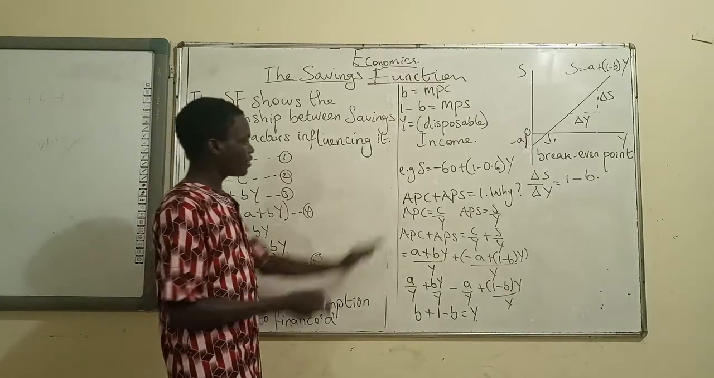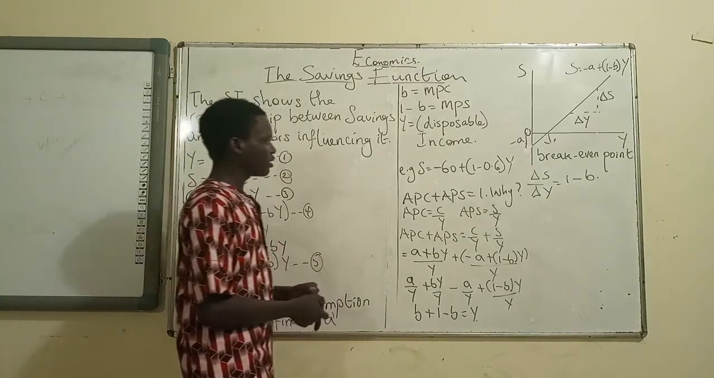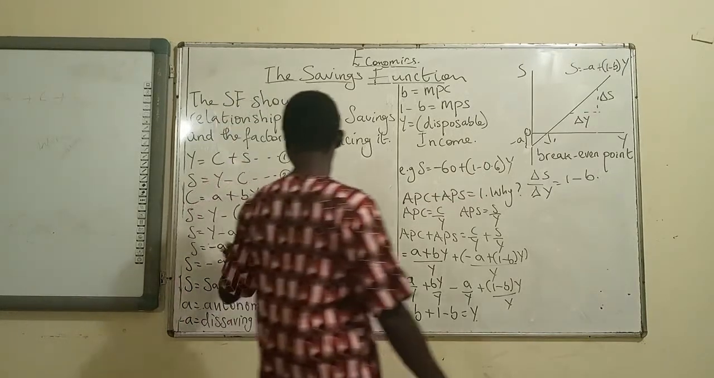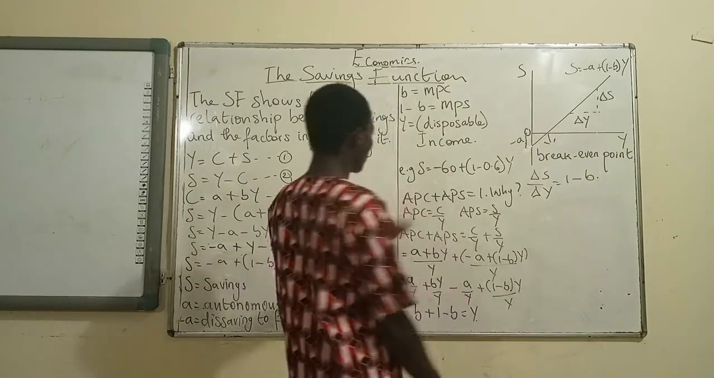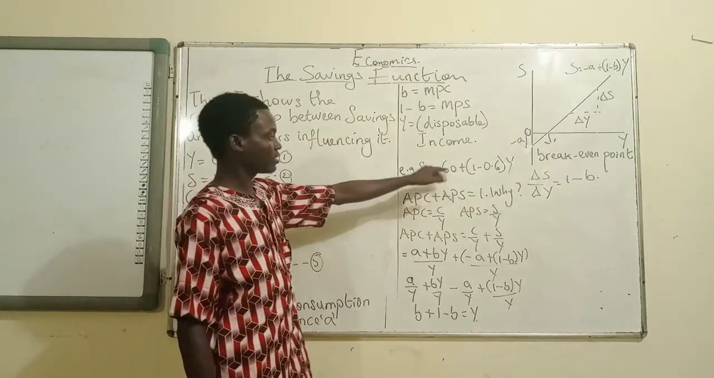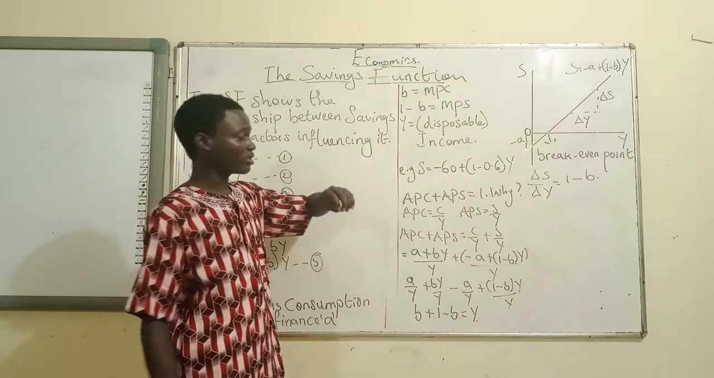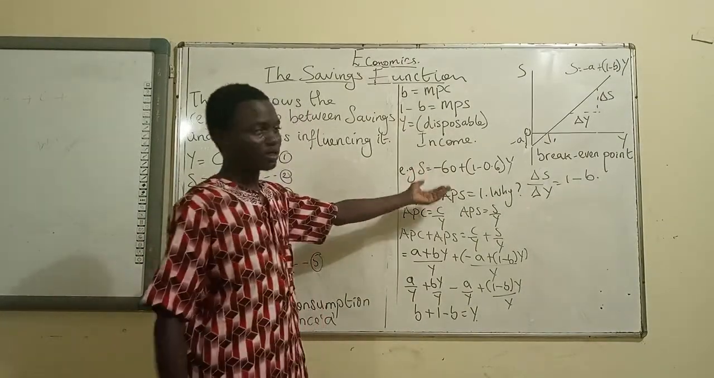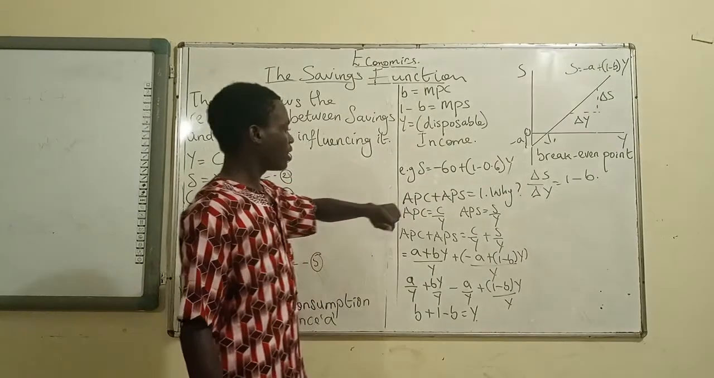So from there, we then have this function S equals minus 60 plus 1 minus 0.6Y. So it's just more or less what we have here. What does this actually mean? This means that there is a dissaving of minus 60. Let's assume that we are talking about naira. So 60 naira is used to finance the autonomous consumption that is occurring here.